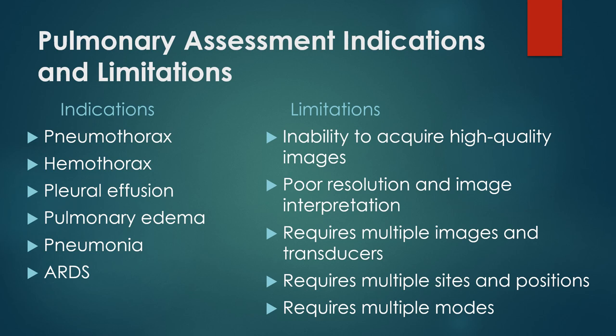There are limitations in pulmonary ultrasound, just like in all ultrasound, and that's the inability to acquire high quality images, especially when you first start scanning. This is not something where you can just pick up a probe after seeing a voiceover PowerPoint or a video and get to scanning. Resolution and image interpretation is another big limitation, especially in large people. And interpreting the image as well is tough. It's something that you just got to get in and look at some different scans online, I recommend. Multiple images, multiple transducers at some time, multiple sites, multiple positions, and multiple modes. This is something that has a pretty steep learning curve. And then once you get up there, it really is a very nice tool.